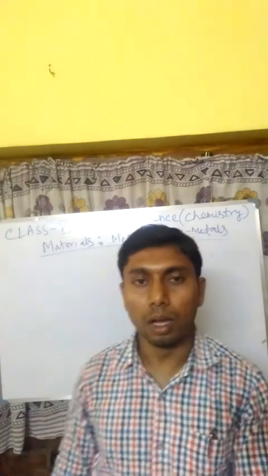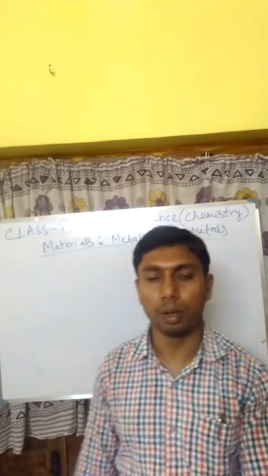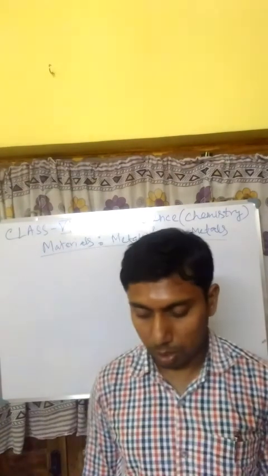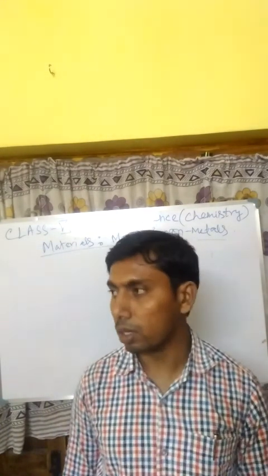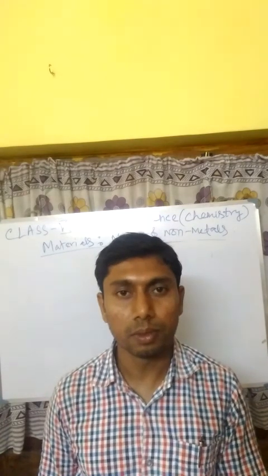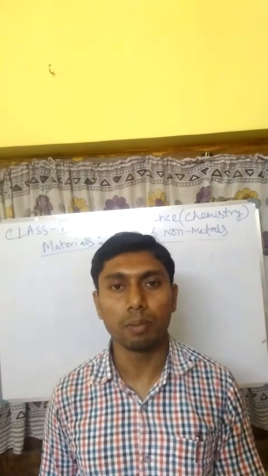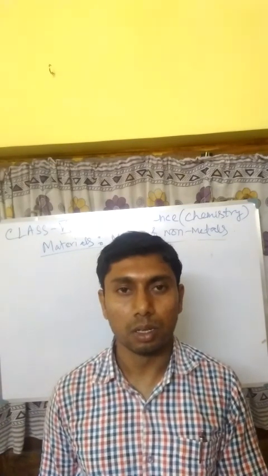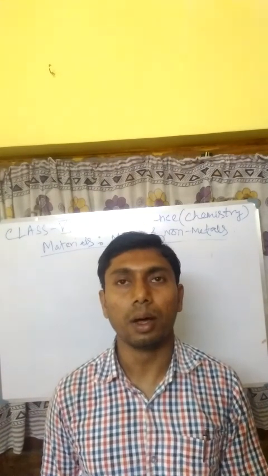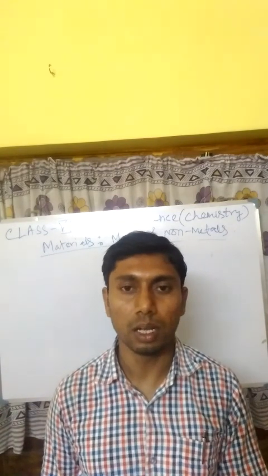So today I have discussed the physical properties of metals and non-metals from your NCERT book, chapter 4. From this portion, the questions are: what are metals, what are non-metals, and differentiate them by using some physical characteristics. And in the next class we will discuss the chemical properties of metals and non-metals, right?